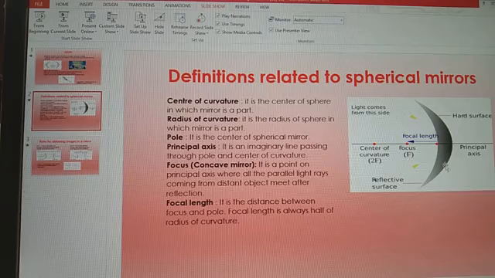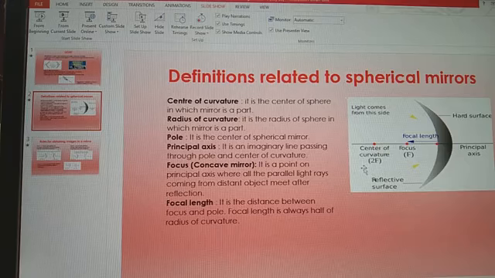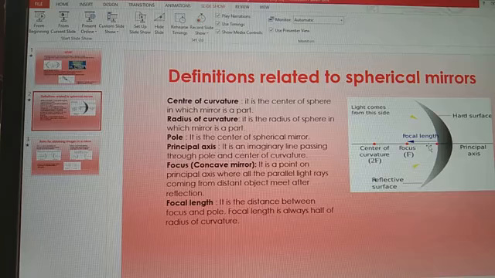But in the case of a convex mirror, the light rays do not meet. They appear to meet. So for a convex mirror, we change the definition. It is a point on the principal axis from where all the parallel light rays coming from a distant object appear to diverge. That is for a convex mirror. But for a concave mirror, the light rays actually meet, so a concave mirror can produce real images. So that is the focus definition. Then focal length is the distance between the pole and focus. The focal length of a mirror is always half of the radius of curvature. Our radius of curvature is double the focal length. So these are the major definitions we need to know in spherical mirrors.